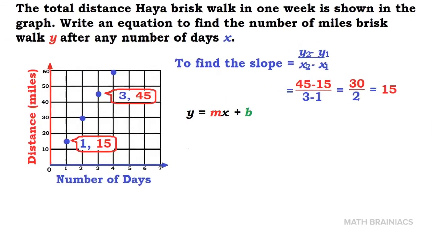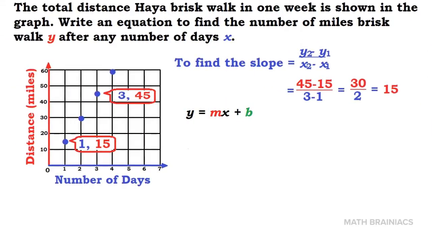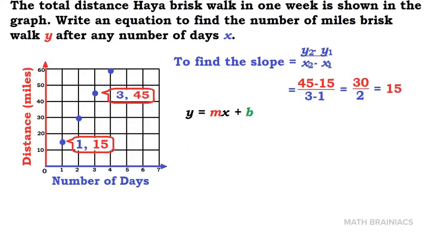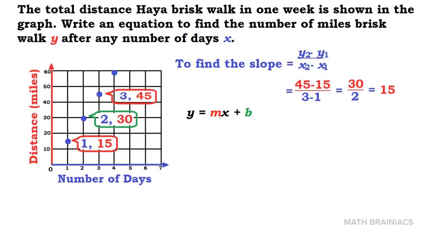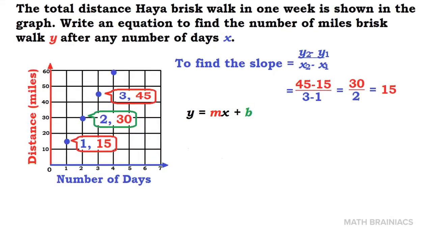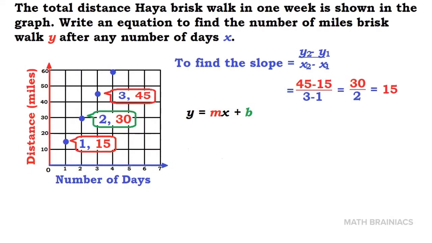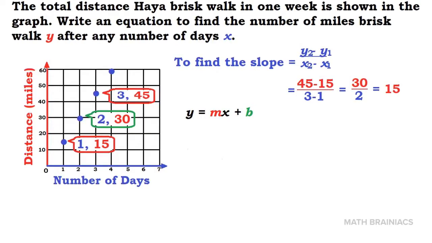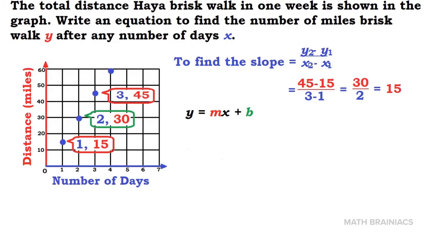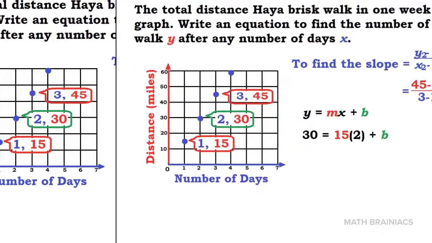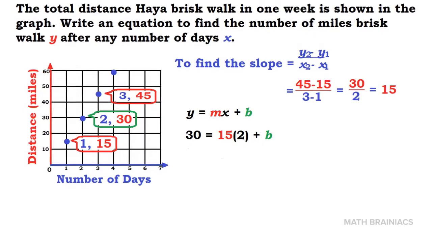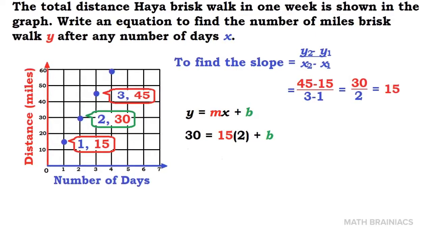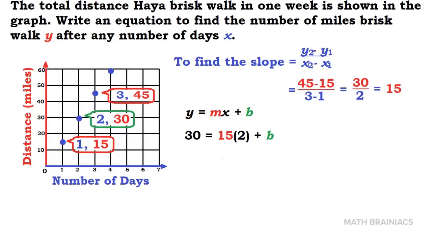Since we know the slope and the points, we can substitute it in the equation of the slope-intercept form, which is y is equal to mx plus b. Let us use the point when x is 2, y is 30 in the equation. Then, substitute the value of the slope so that we can find the value of b, or the y-intercept. Substituting the values of 2 and 30 and the slope, it will give us 30 is equal to 15 times 2 plus b.